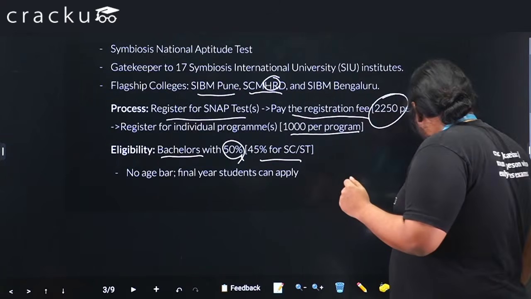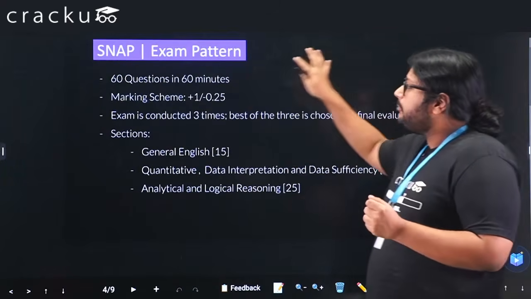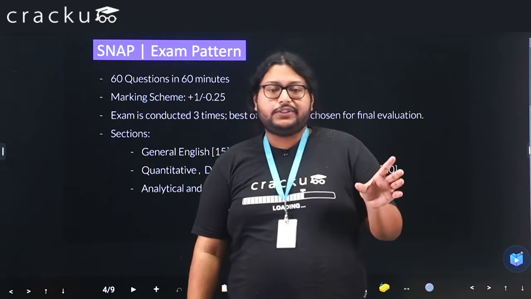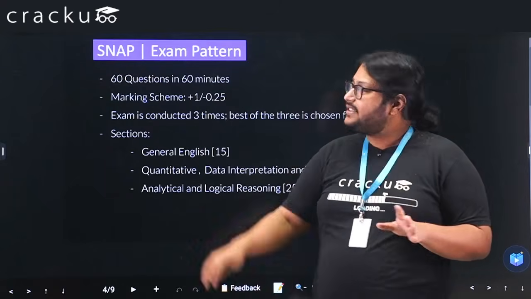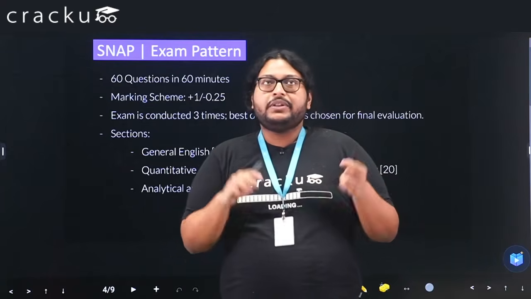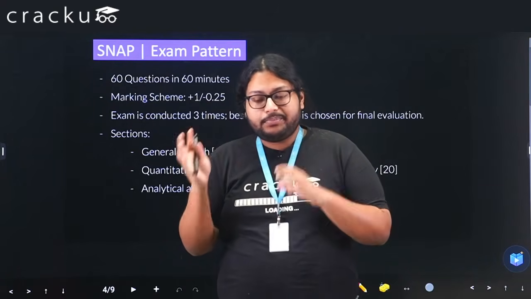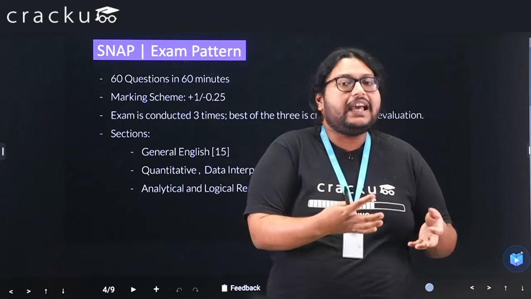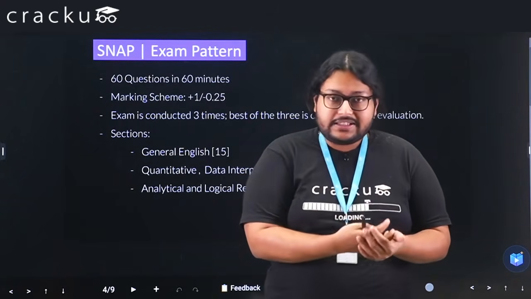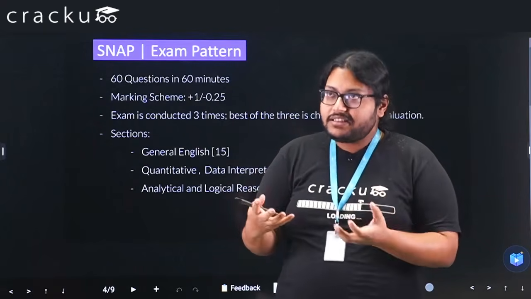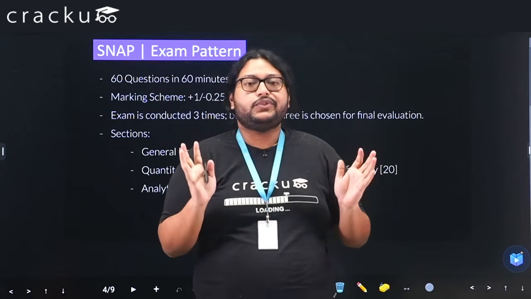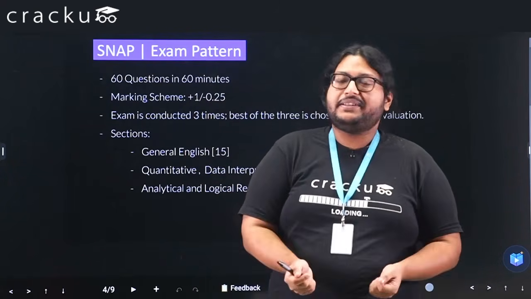Now let's understand the paper as such. SNAP, I would say, is the shortest exam if you compare it with any of the other OMATs. It's just 60 questions in 60 minutes, so per question you get 1 minute. That tells me the questions are not going to be very difficult, and that is the case with SNAP. It is a game of accuracy and a game of speed. The faster you are, and the more accurately you answer the questions, the better score you get, and a better score obviously means a better college, right?